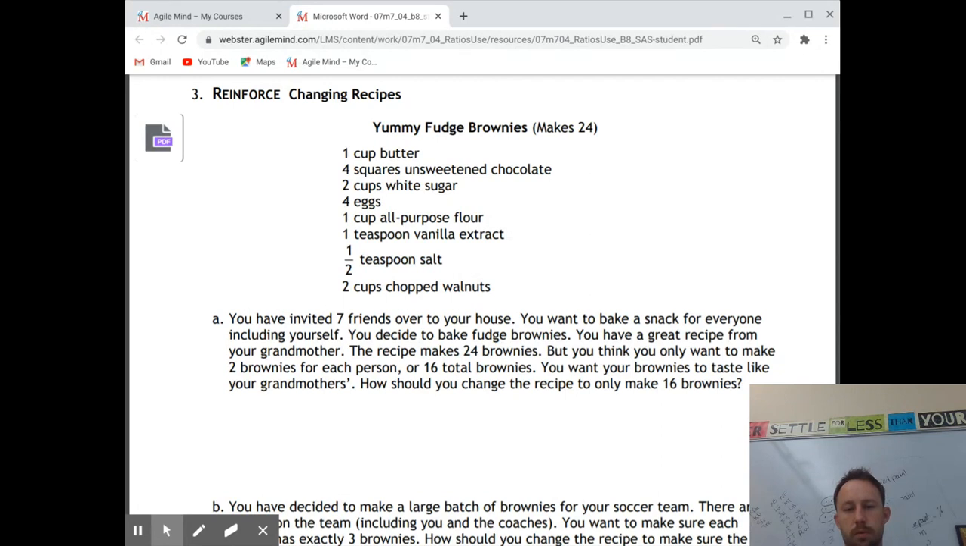You want your brownies to taste like your grandmother's. How should you change the recipe to only make 16?